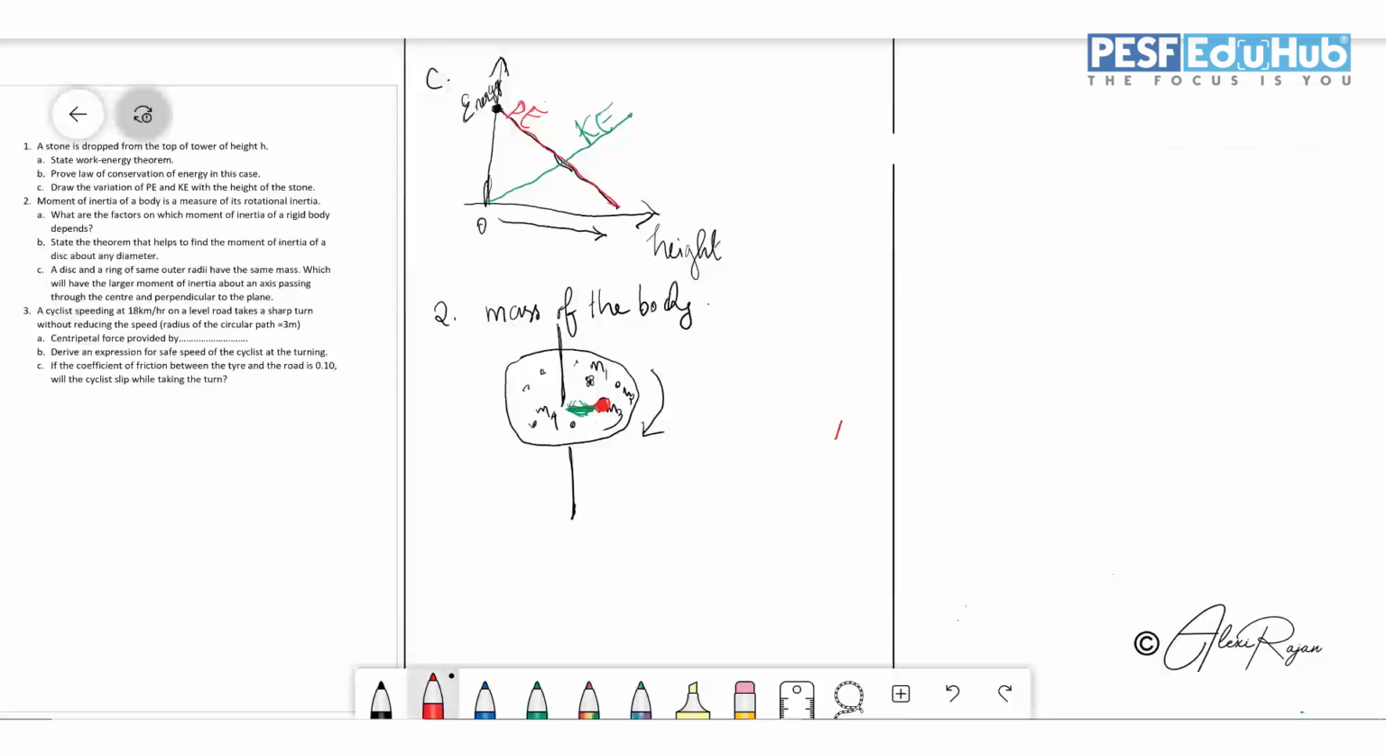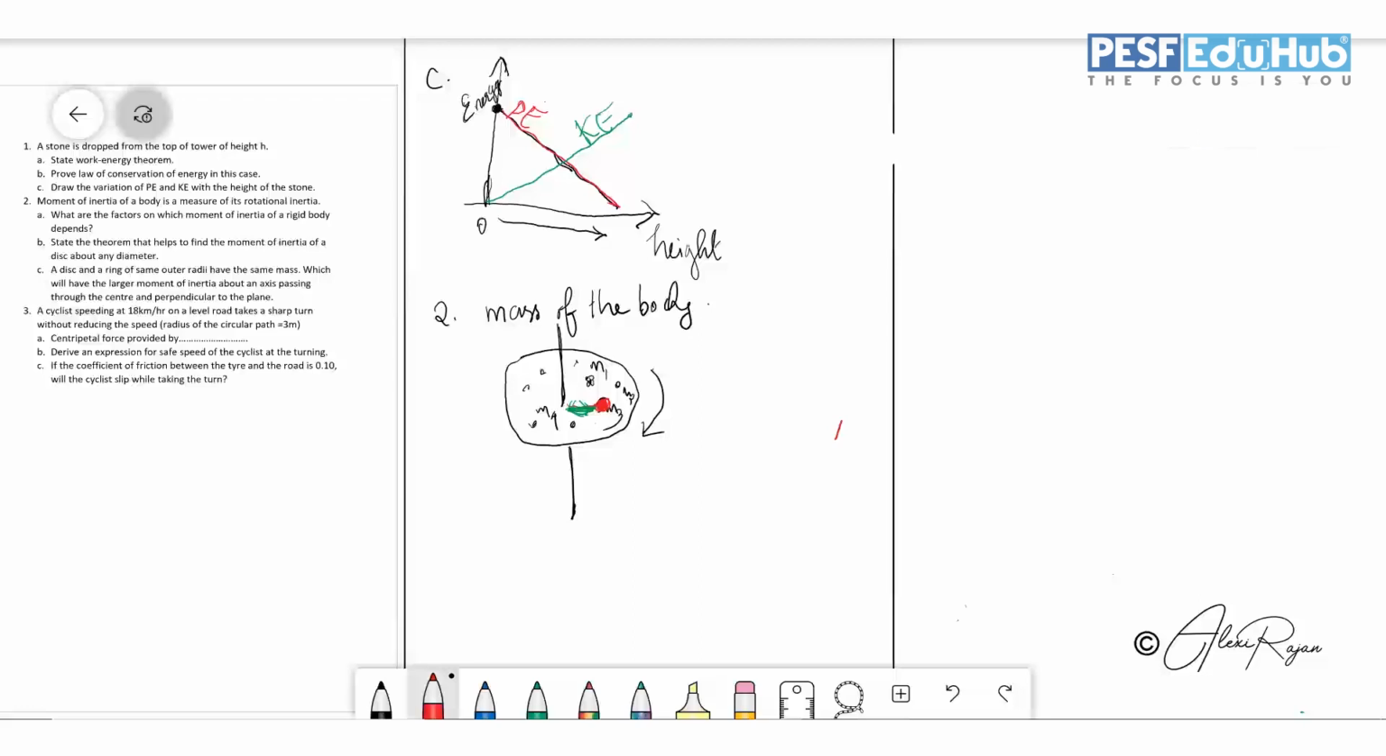Next one, shape of the body. It depends upon the shape of the body. If you are taking a ring, you will have a different moment of inertia. If you're taking a disc, you will have a different moment of inertia. If you're taking an irregular body, you will have a different moment of inertia. That means the shape of the body is also another factor.